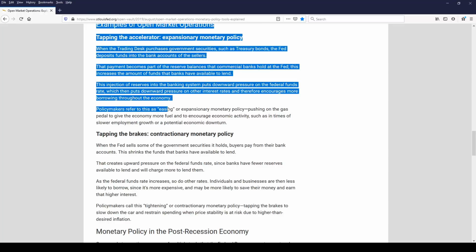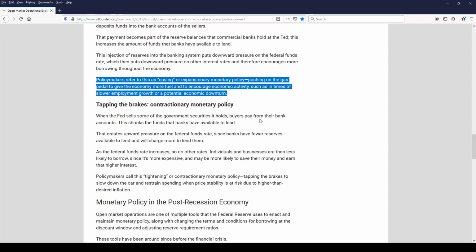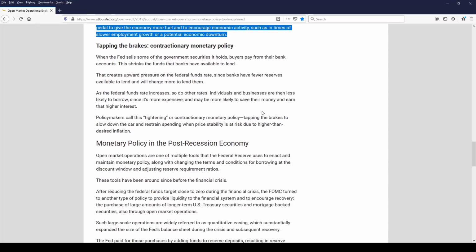Policymakers refer to this as easing or expansionary monetary policy, pushing on the gas pedal to give the economy more fuel and to encourage economic activity, such as in times of slower employment growth or a potential economic downturn. Now, the opposite of that would be quantitative tightening, and well, that's really not the focus of today's show.